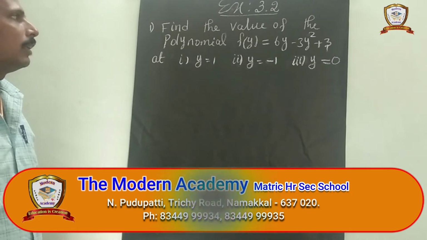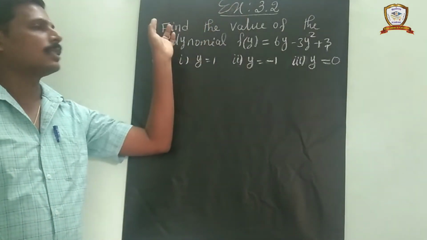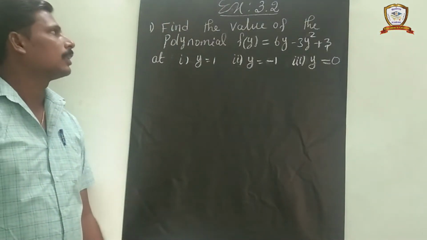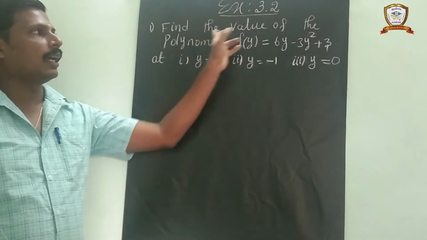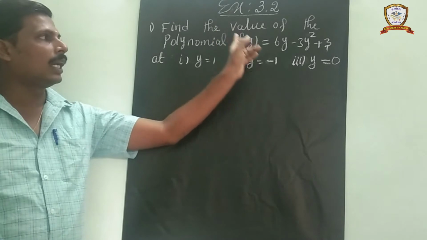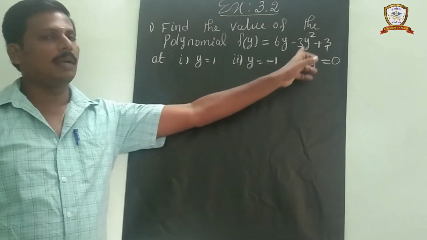Okay, today we are discussing Exercise 3.2, first sum. The first sum is: find the value of the polynomial. Find the value of the polynomial f of y equal to 6y minus 3y squared plus 3.